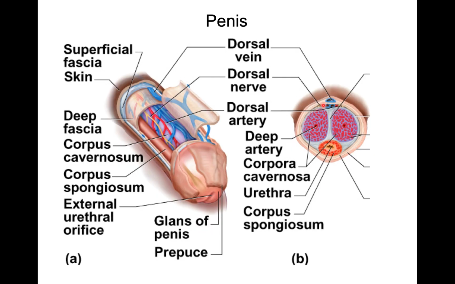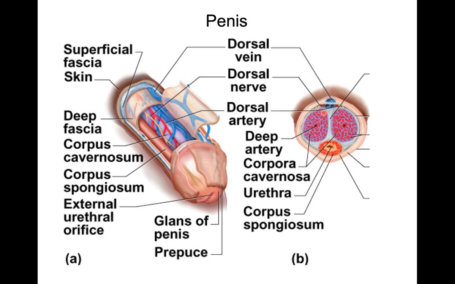So let's just look at the cross section. Here's the urethra, where urine and semen come out. Around it, you have this tissue called the corpus spongiosum. When the penis is erect, it's a high-pressure system in here, and that could potentially clog off the urethra, preventing any kind of ejaculation. So to prevent that from happening, you have the corpus spongiosum keeping that urethra open.